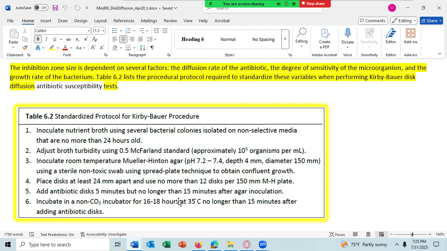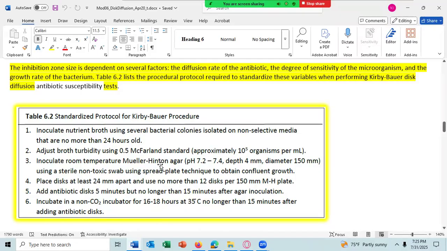And then you incubate the plate in a non-CO2 incubator for 16 to 18 hours at 35 degrees C. And then you put the plate in the incubator no longer than 15 minutes after adding the antibiotic disc. Any question about any of that?